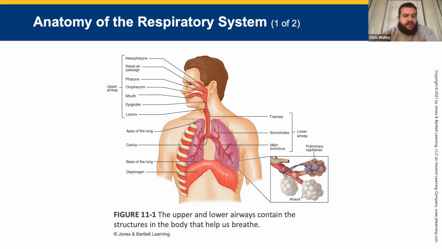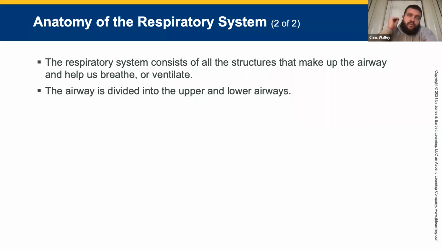So we talk about those. We know the process there on the upper and lower airway. I want to reiterate that because it's going to be important the further we move on. All right, so the anatomy of the respiratory system. The respiratory system consists of all structures that make up the airway and help us to breathe, or ventilate.